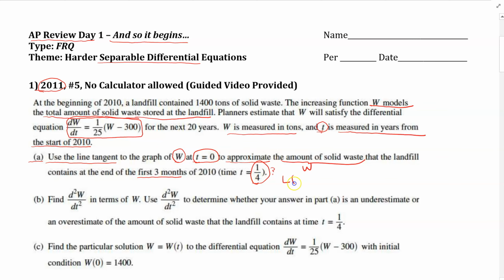So as a quick reminder, linear approximations follow this formula. The y value at the given x value, or the dependent variable value at the given independent variable value, so this is just a point on the graph when t is 0, added to the slope of the tangent line, or the derivative of y at the given x, which in this case would be the derivative of w when t is 0, times x minus the given x, which in this case would be t minus 0, my given value for t in this situation. It follows this formula.